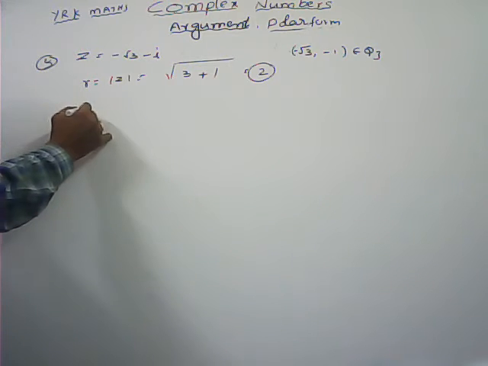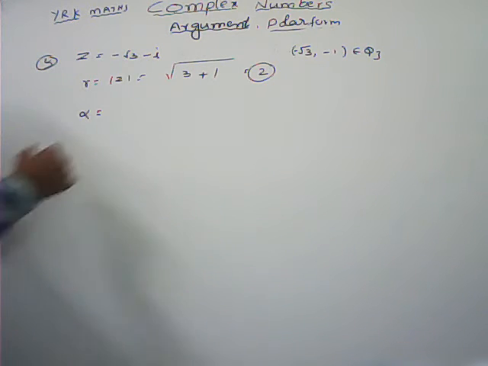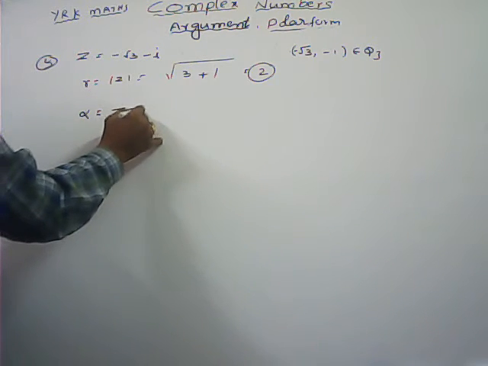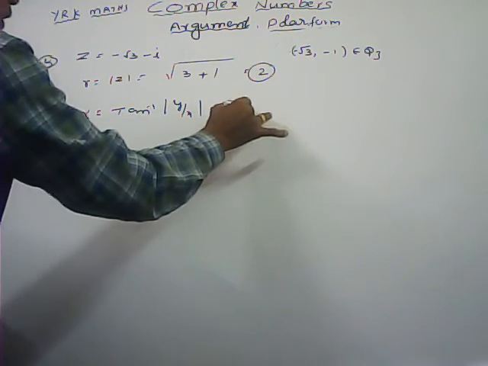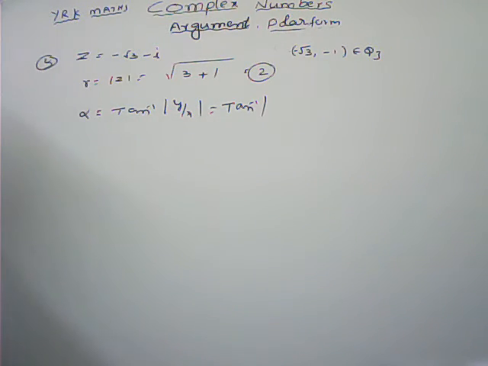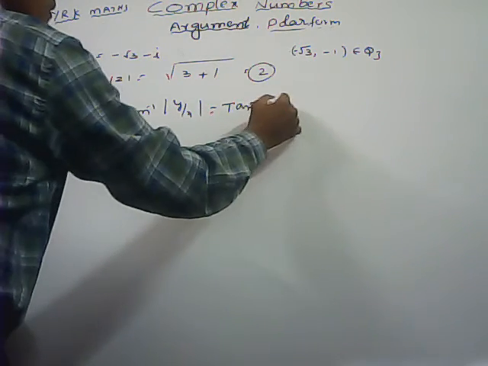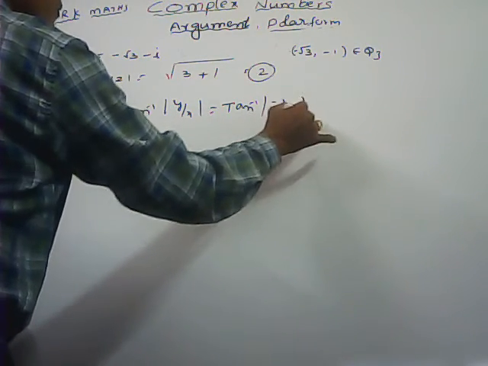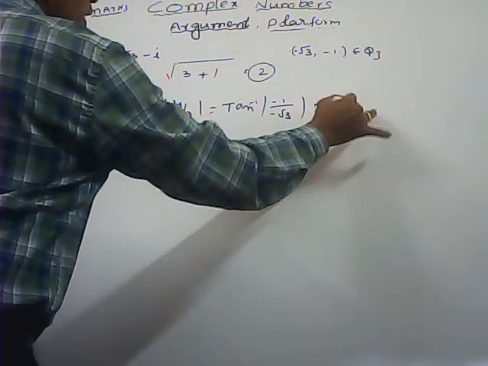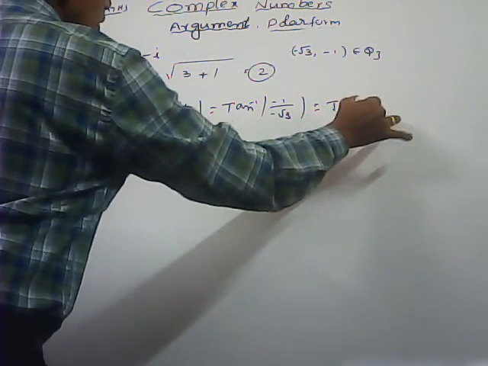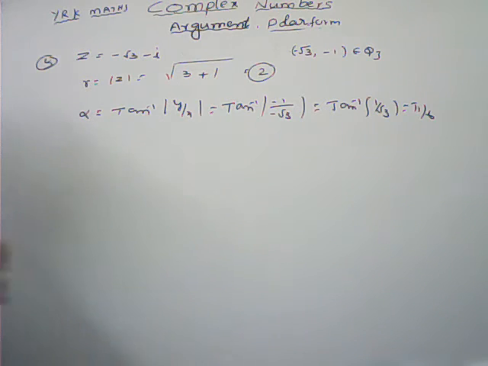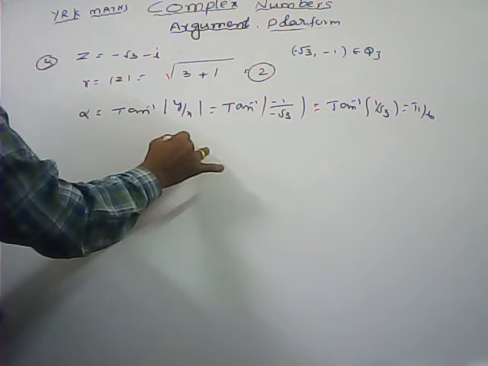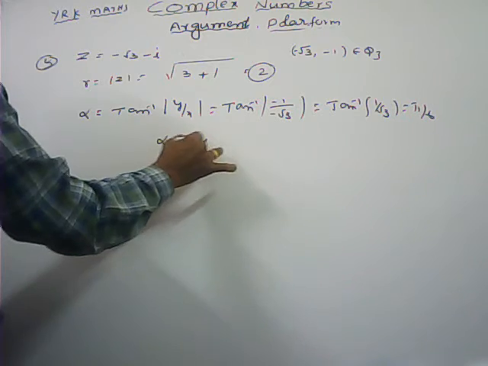Now first we can find the acute angle. Alpha is equal to tan inverse modulus of y by x, that is equal to tan inverse of minus 1 by minus root 3, that is equal to tan inverse, either it is positive or negative, we can consider only the positive value, that is equal to pi by 6. Tan 30 is 1 by root 3, we can get. So here alpha is equal to pi by 6.